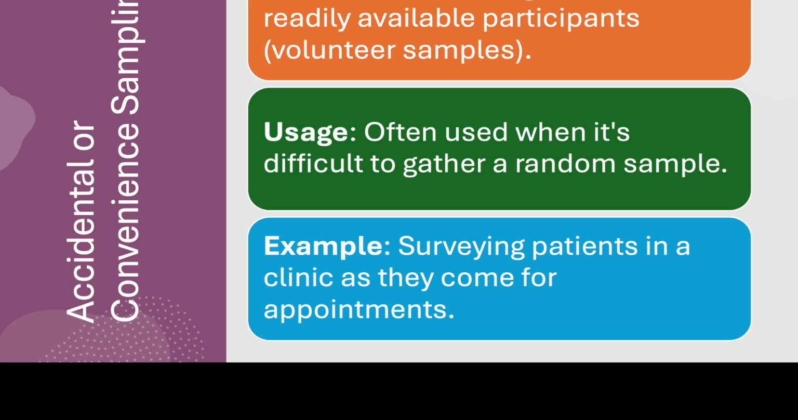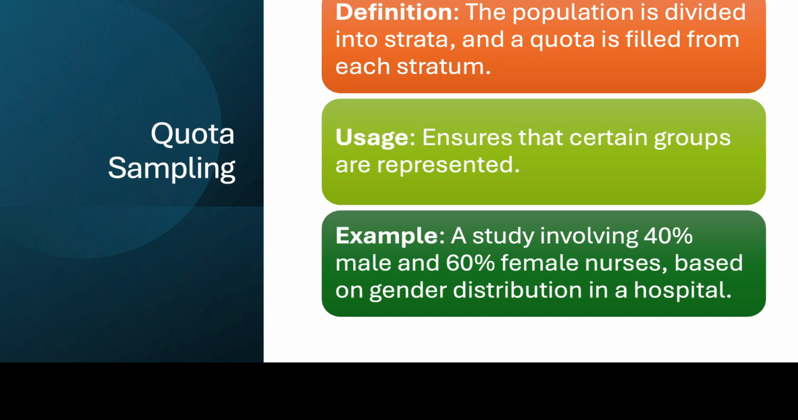A very good example of this as well is serving patients in a clinic as they come for appointment. And once they have their appointment, they're really willing to participate in the study. They're available because they came to the clinic and at the same time they're willing to participate in the study. So that can be convenient sampling.